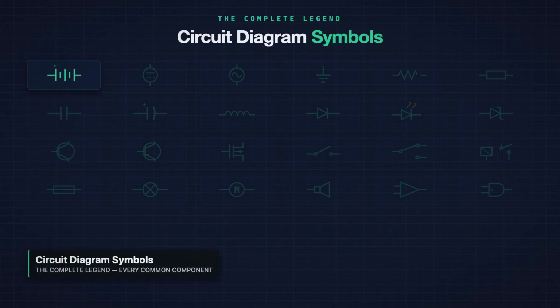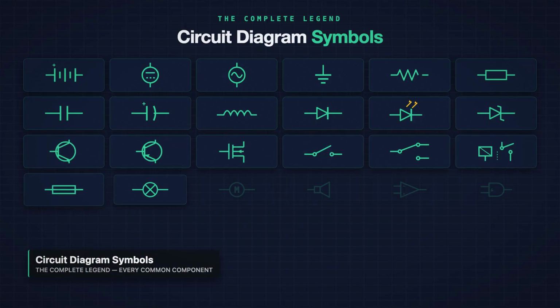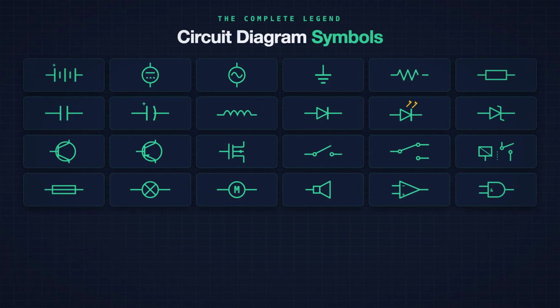This single grid is the entire language of electronics. These are circuit diagram symbols, the shorthand every schematic in the world is built from. Right now, it looks like a wall of squiggles. It is not. Every symbol on this page belongs to one of 6 families. Learn the families, and a strange new diagram suddenly has a shape you recognize.